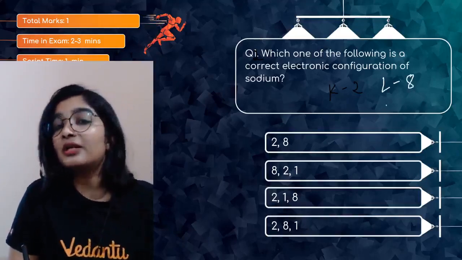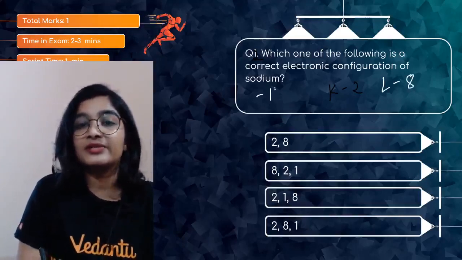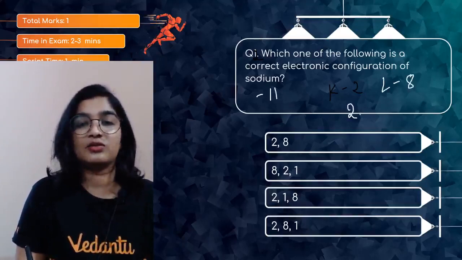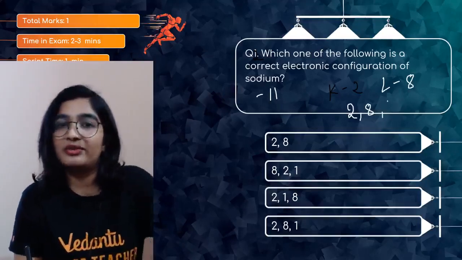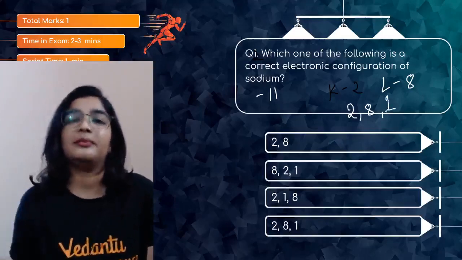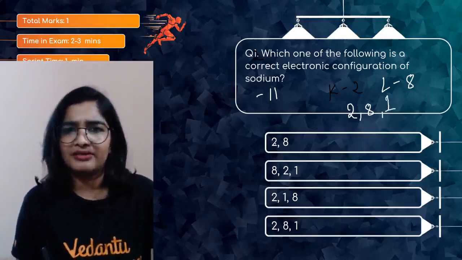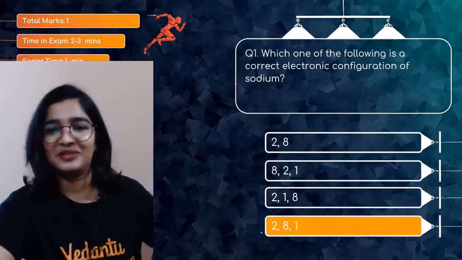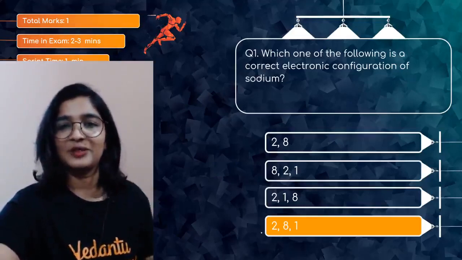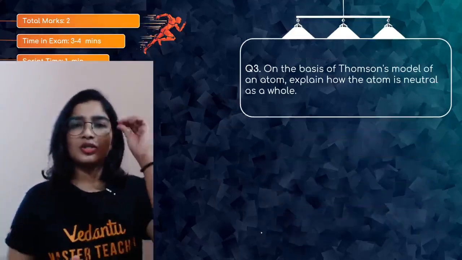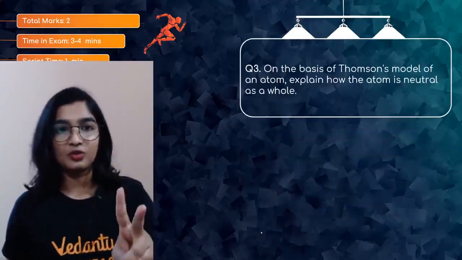Right? So what is the atomic number of sodium? It is 11. So I'll add 2 electrons to the K shell, 8 electrons to the L shell, and the last one remaining, I'll just put it in the M shell. So 2, 8, 1. Where is the right option? This one, no? Very good. We took less than 30 seconds, right? Bingo, very good.